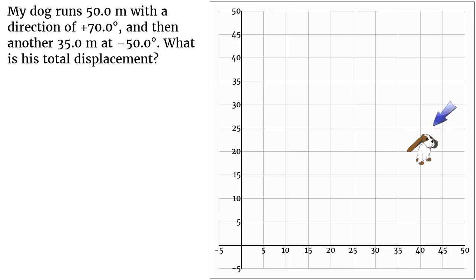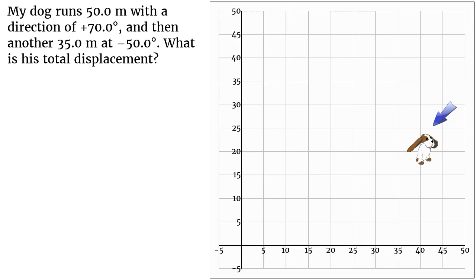Now there are two ways we can calculate the total displacement. The first method we're going to look at is the graphical method, where we're going to determine the displacement simply by drawing an accurate vector diagram of the motion. And then later on, we're going to learn about the component method, which involves less drawing and more calculations.